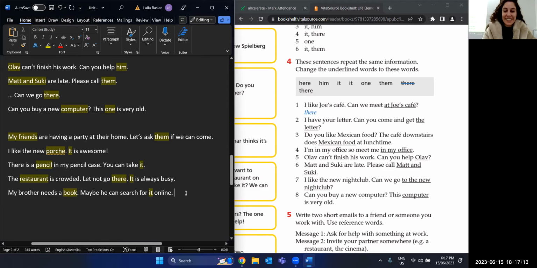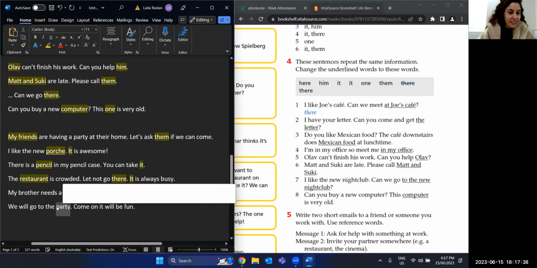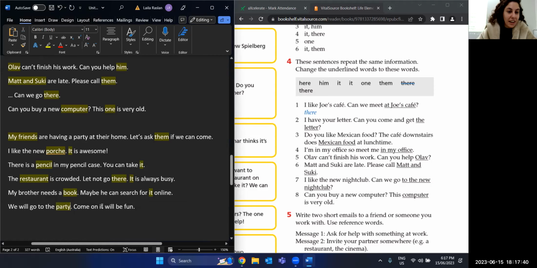Roxana, did you have one now? And then Conrado, and then Letizia. We will go to the party. Yeah. Go to the party. Come on, it will be fun. Yes. So we will go to the party. The party is it. I could say, come on, the party will be fun. Yes. It will be fun. Come on, it will be fun. Yep.